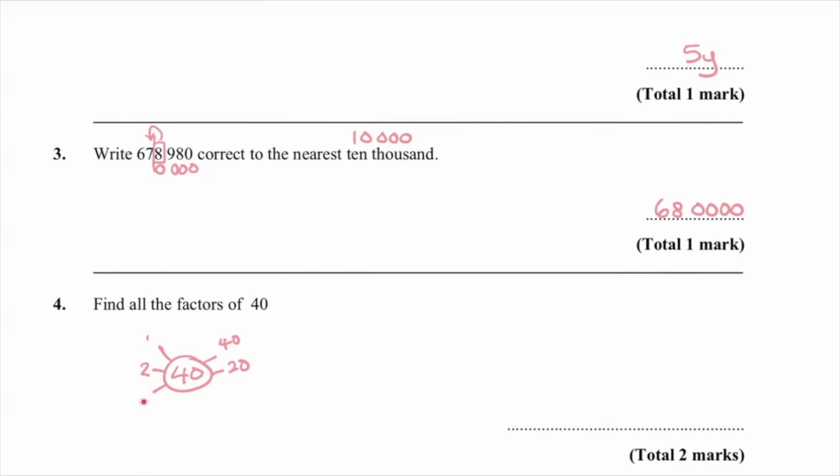Is it in the 3s? No. Is it in the 4s? Yes. Is it in the 5s? Yes. Is it in the 6s? No. 7? No. And you've already gone into repeat mode. And once you start repeating, you know you've found them all. So then just list them out.